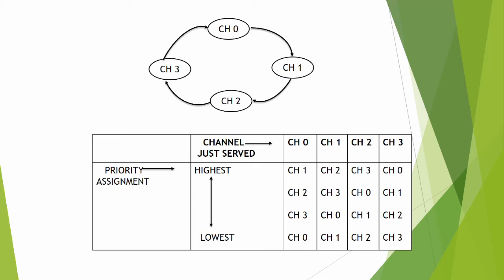But we can also enable the cyclic priority. That is, if channel 1 is served, channel 2 has the highest priority, then in the next operation channel 3 will have the highest priority, and the cyclic priority will be served like this. If channel 0 has just been served, then channel 1 has the highest priority. If channel 1 is served, channel 2 will have the priority, and it will be like a cycle. That is why it is called cyclic priority.